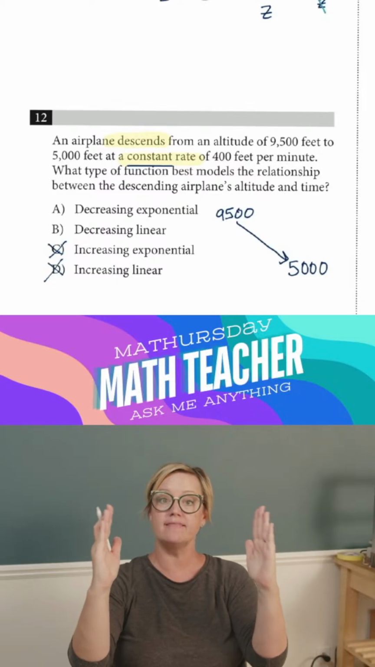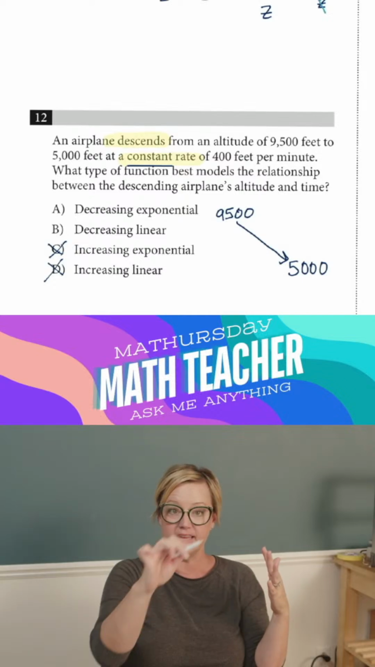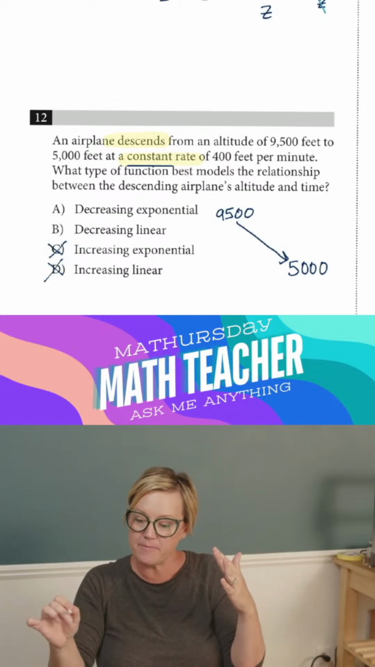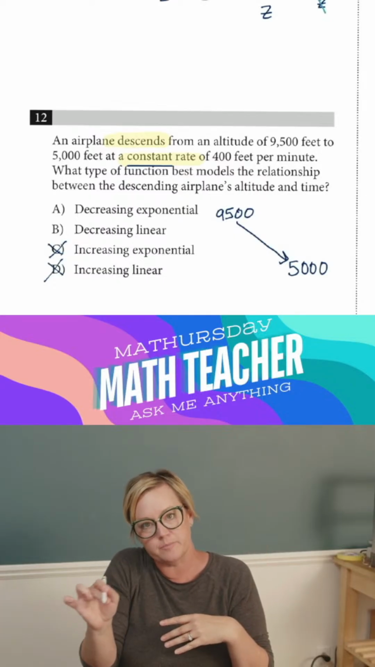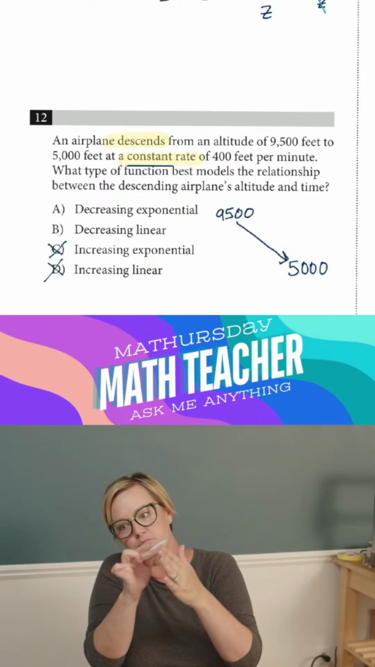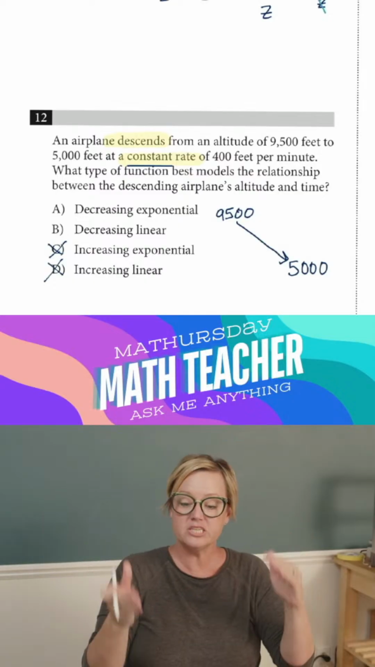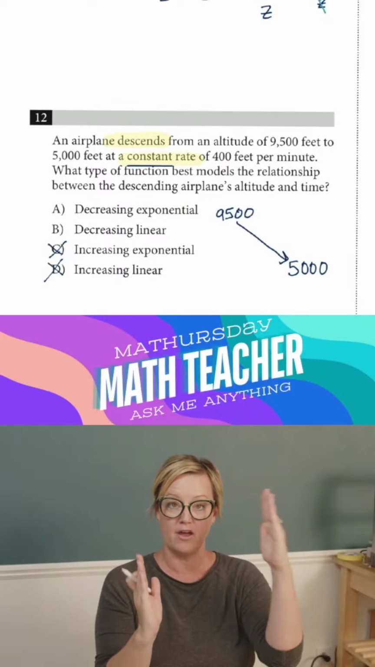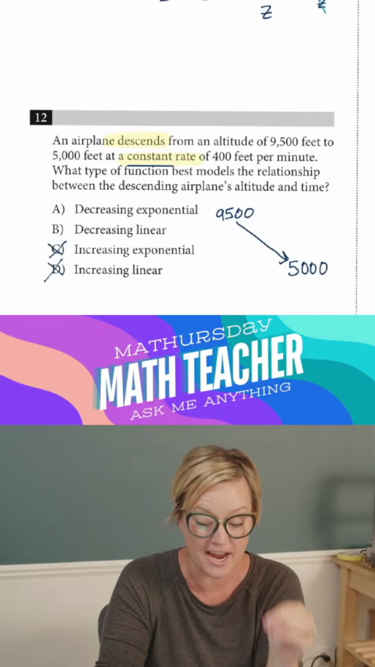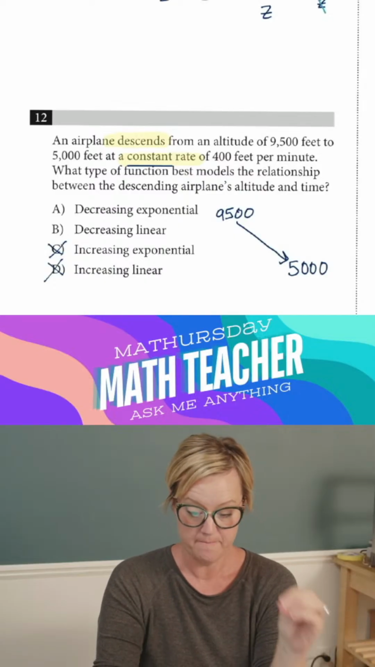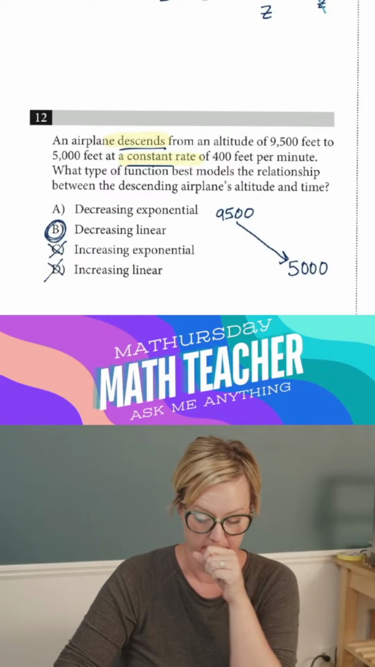So if I were looking at this graph, it might look more like a piecewise function, right? Where it's going to be a linear part. And then if I were going in for a landing, I might be doing more of an exponential descent because I'm moving and then I'm going to slow down my descent, right? All of that. But this is just talking about between 9,500 and 5,000. So in this case, don't overthink it too much. Just go with what they tell you. It's a descent and it's constant. That's decreasing linear.